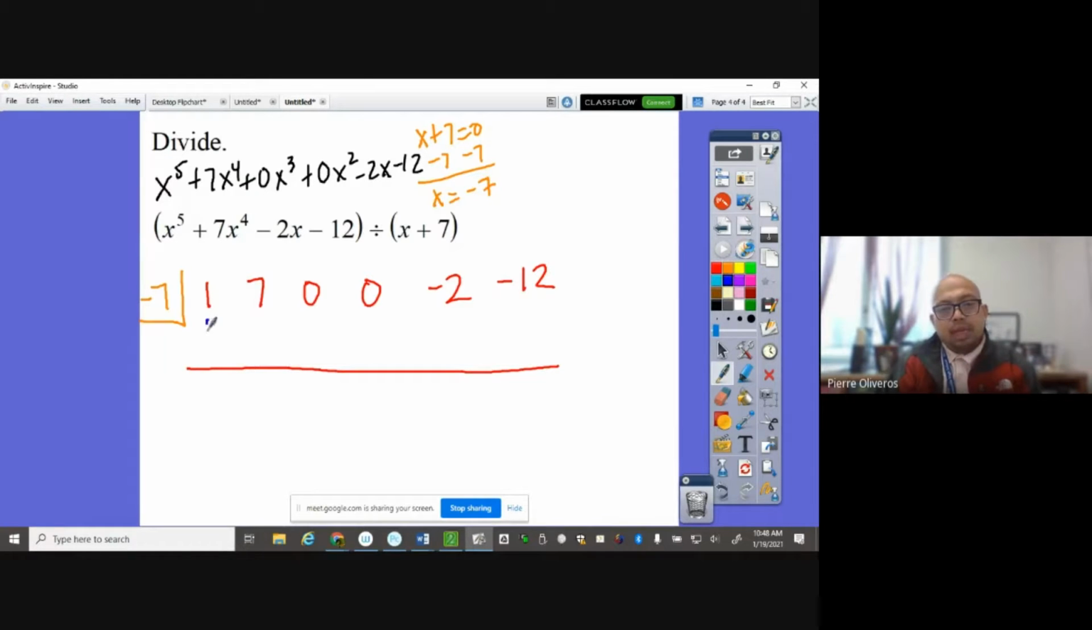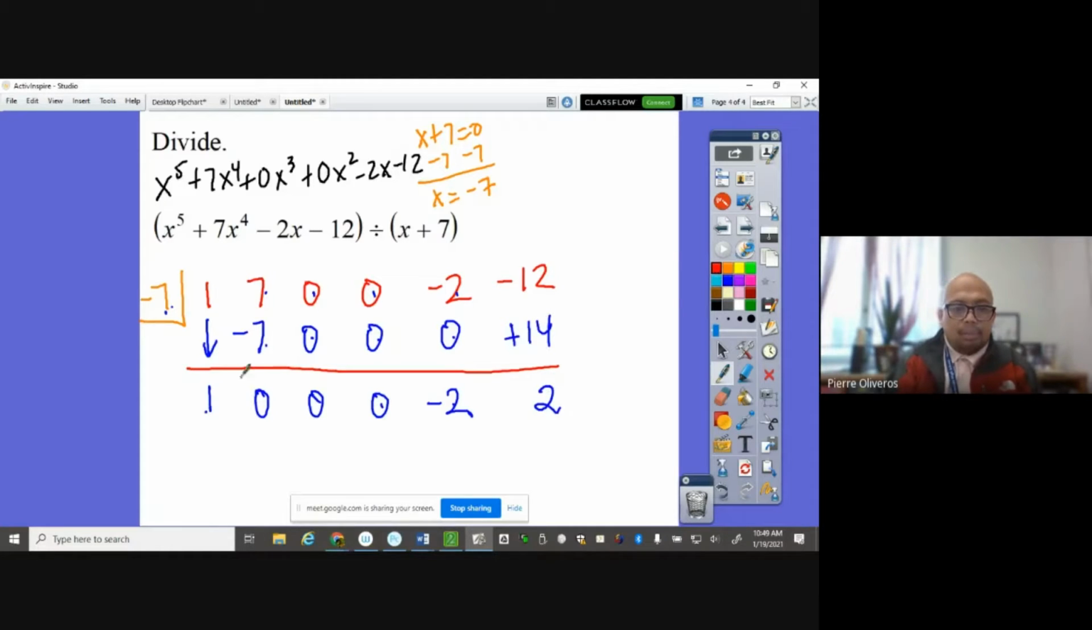Again, what's the next step? You drop that first number there and multiply it by the number in-house. Negative 7 times 1 is negative 7. 7 plus negative 7 is 0. 0 times negative 7 is 0. 0 plus 0 is 0. 0 times negative 7 is 0. 0 plus 0 is 0. 0 times negative 7 is still going to be 0. Negative 2 plus 0 is negative 2. Negative 2 times negative 7 is positive 14. Negative 12 plus 14 is 2.